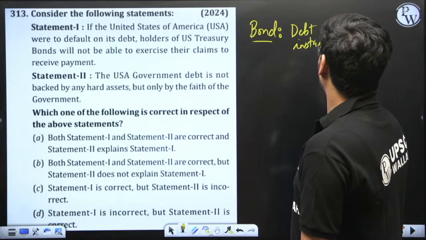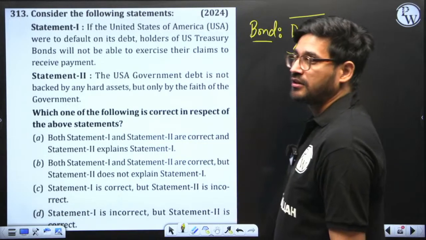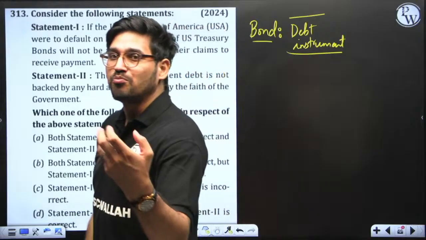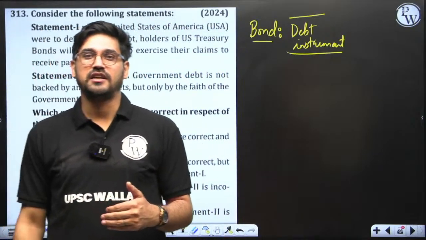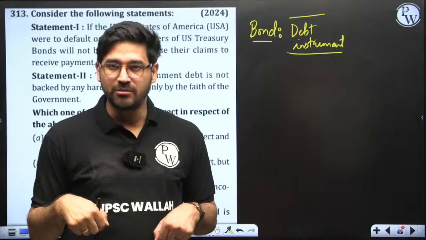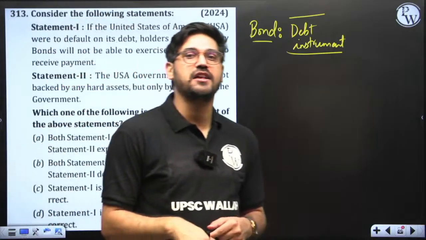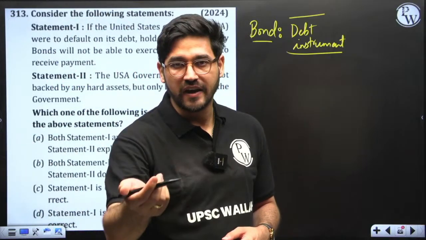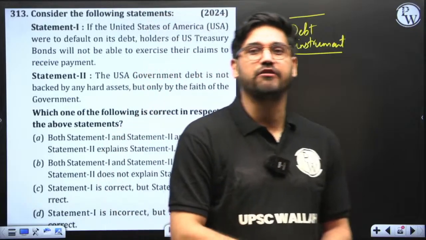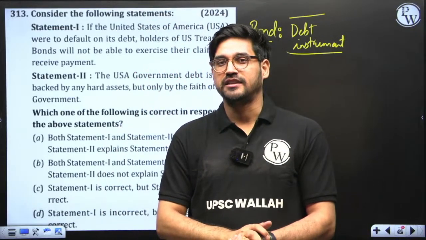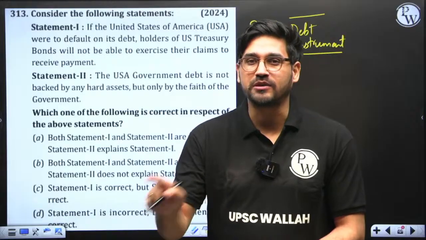What do we mean by a debt instrument? That means the government is borrowing money from you. The government is creating a liability unto itself that it has to give you your face value as well as the coupon payment at a future date.